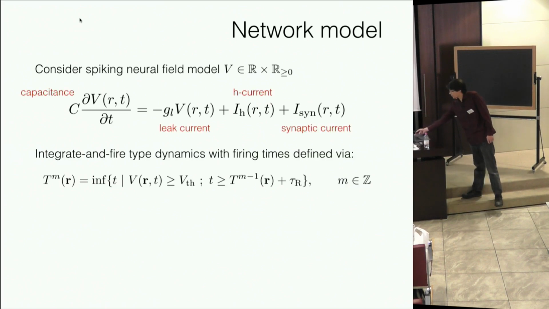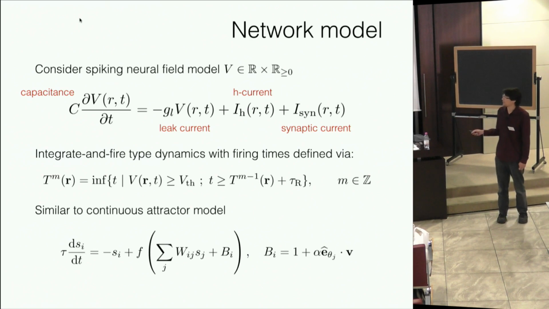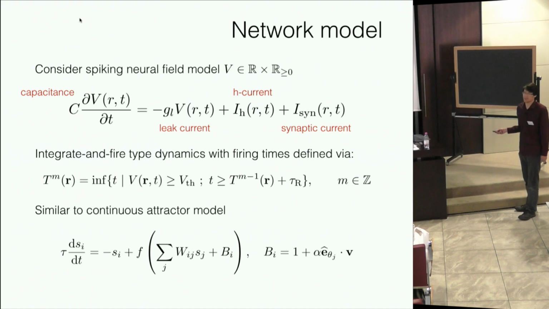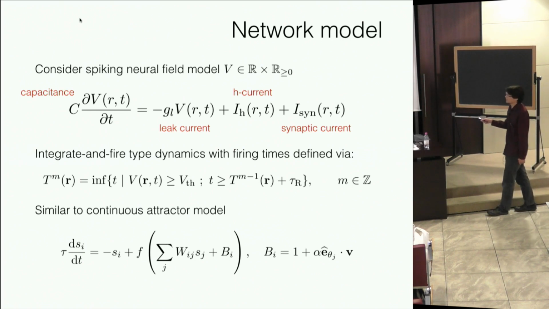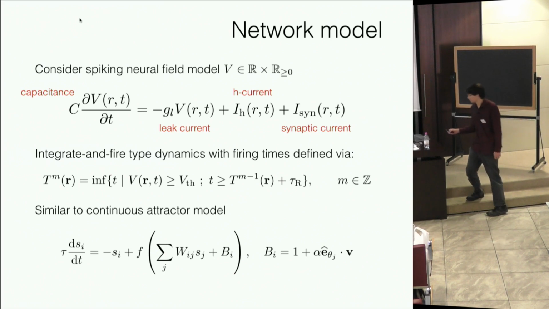Okay, because it's integrate-and-fire type dynamics, we have to be aware that these are spike times, and I put this here only because I want you to remember what TM stands for later in the talk. So effectively, these are just the spike times. And if you compare this model to the continuous attractor model, you can see the same kind of terms coming in. It's just that this is now a spiking model, and that is a firing rate model. And this is important because this really allows us to tease apart the contribution of the rebound.